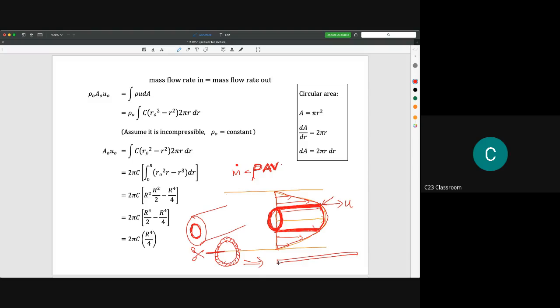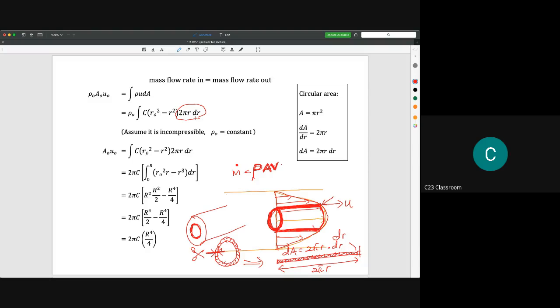So to get the area of this rectangle, we multiply the length, which is the perimeter of the ring, 2 pi r, with the thickness of the ring. The thickness of the ring can be represented as dr. So that's why we can calculate dA, the small area of this strip, as 2 pi r times dr.